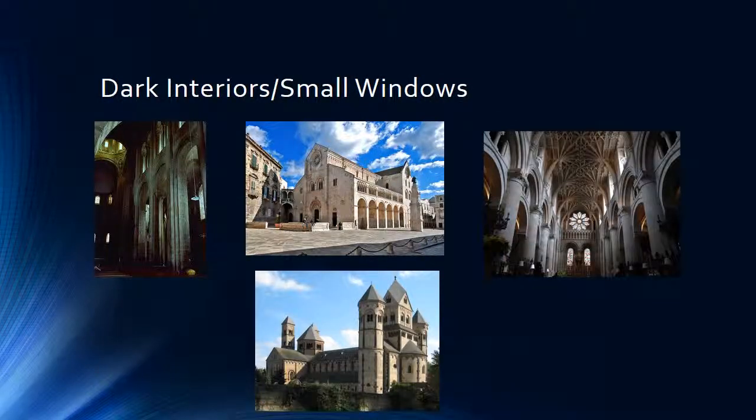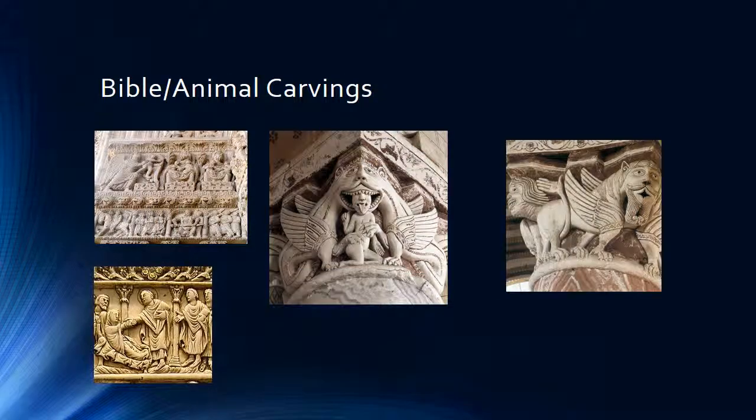Here are a few examples of dark interiors and small windows. These are Bible and animal carvings throughout the Romanesque architecture.